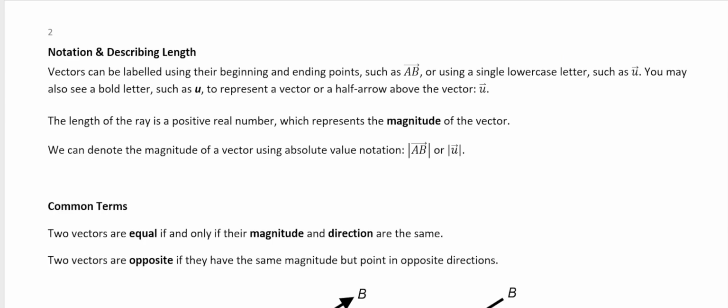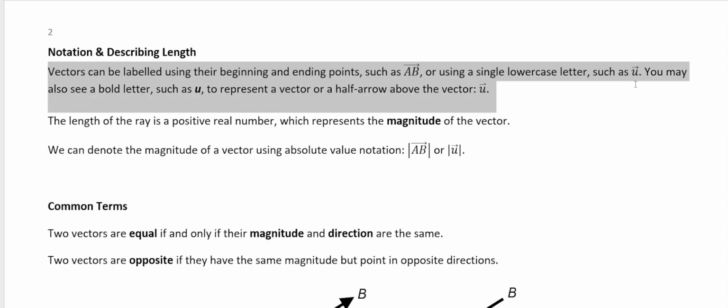Notation and describing length. Vectors can be labeled using their beginning and ending points, such as AB, or using a single lowercase letter, such as u, with the arrow on top. You may also see a bold letter u to represent a vector, or a half arrow above the vector, as you see written right here.